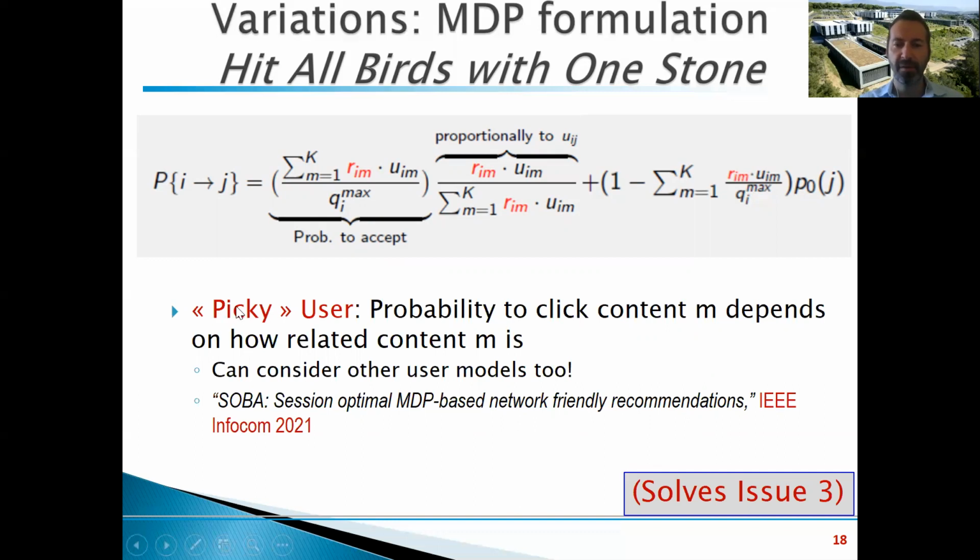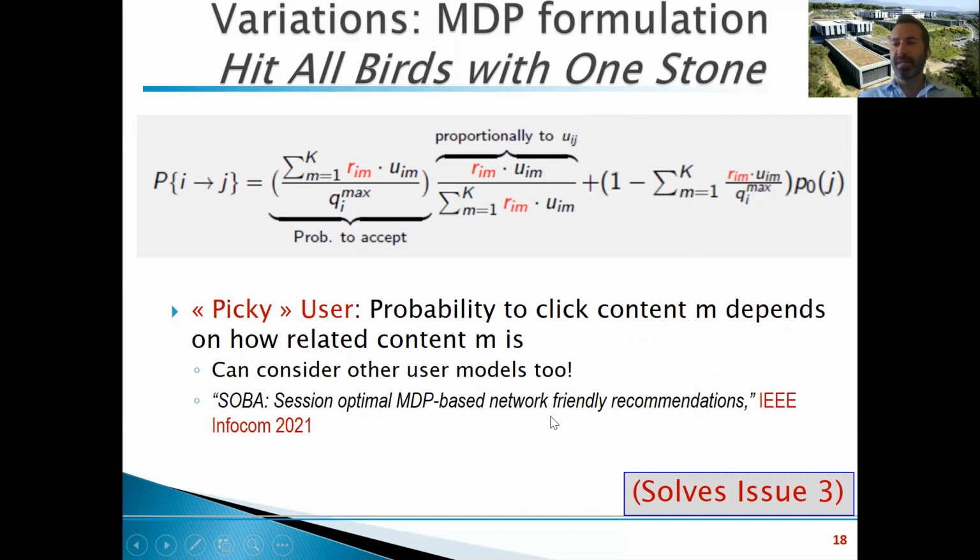So for example, we have here a picky user, where the probability to click a given content M depends on how related content M is. Whenever I see a bunch of recommendations, I evaluate how relevant these recommendations are to me, and I decide if I want to follow the recommendations altogether. And then also among the things that I recommended, I can be picky, and I'm going to pick things that are more related with higher probability. This we can solve, we have it in this paper, and this actually solves issue 3 as well.